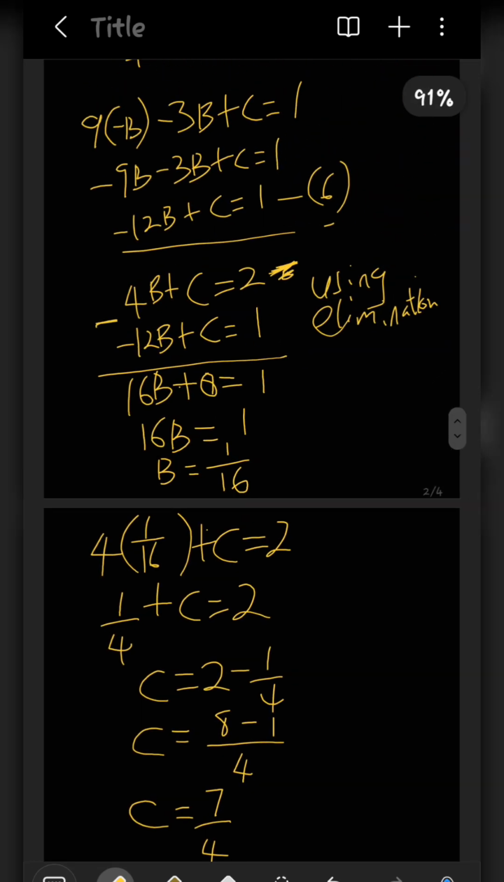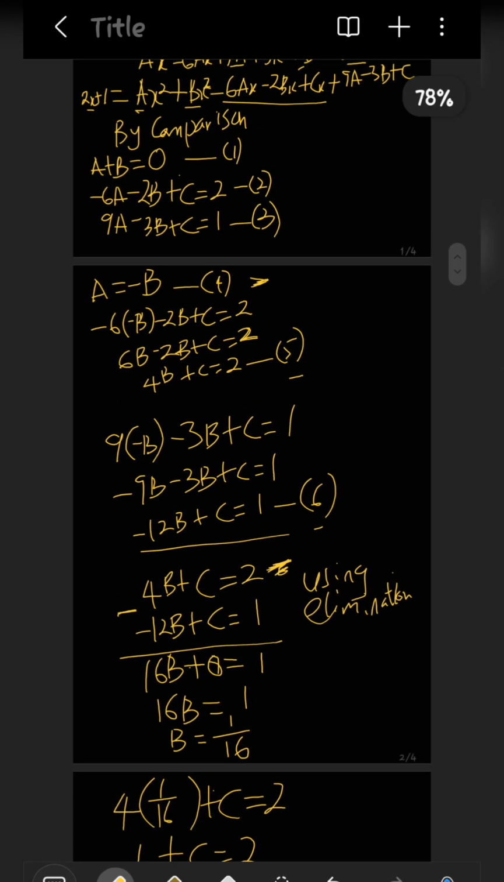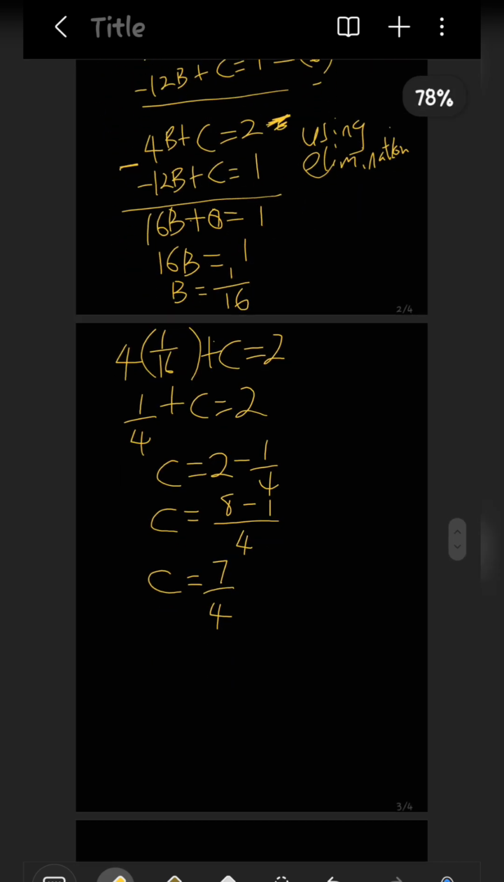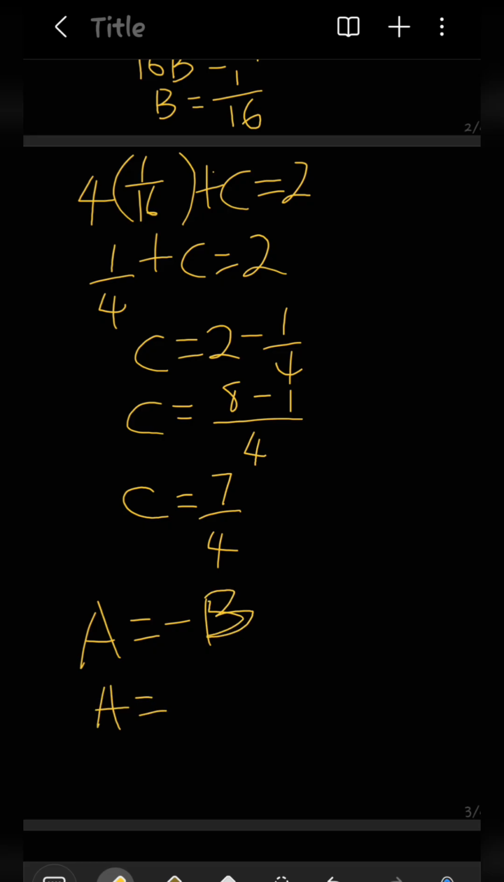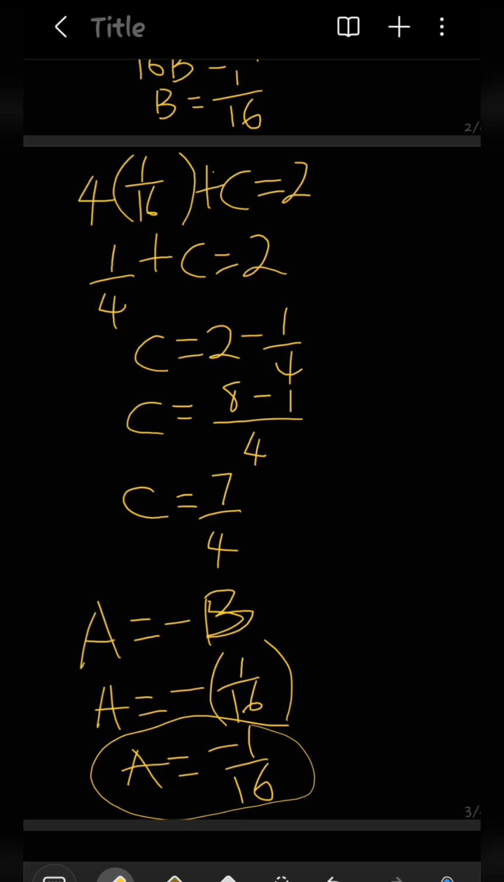So going back to equation 4, we say that A is equal to minus B. That means A is equal to minus 1 over 16. So therefore A is minus 1 over 16. So now we have been able to find the value of A, the value of C, and the value of B.